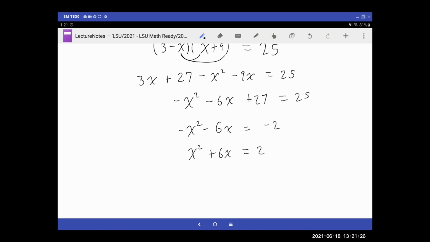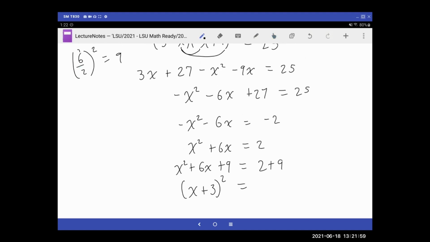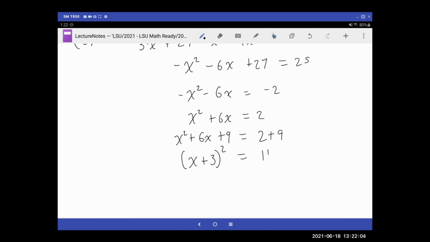Okay, now to complete the square, you take the center number there, divide it by 2, and then square it. So 6 divided by 2 is 3. Square that is 9. So I'm going to add a 9 to both sides. As long as you add to both sides, everything's good. Okay, so the point of doing that allows this to factor as x plus 3 squared. The 3, by the way, is the same 3 that you get when you divide 6 divided by 2. 2 plus 9 is 11.